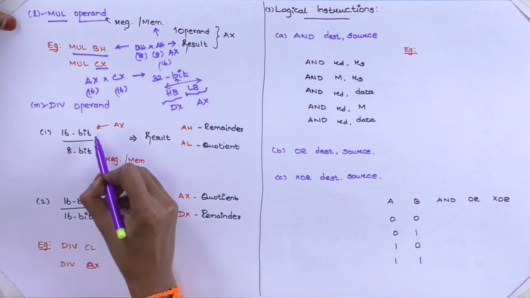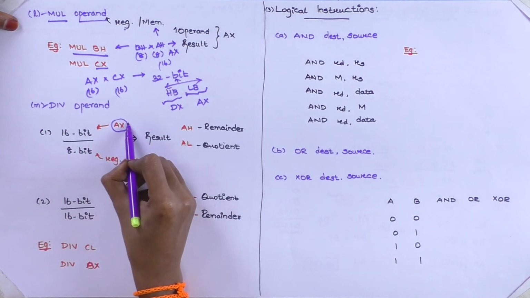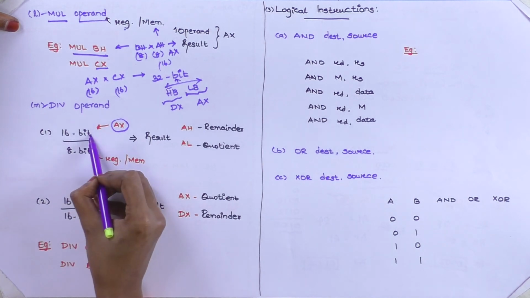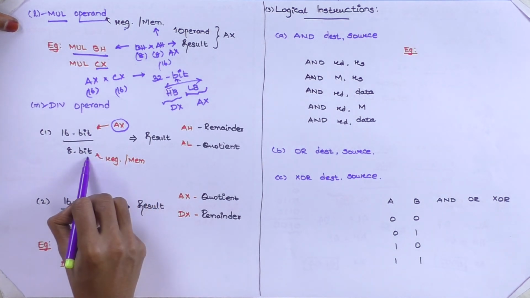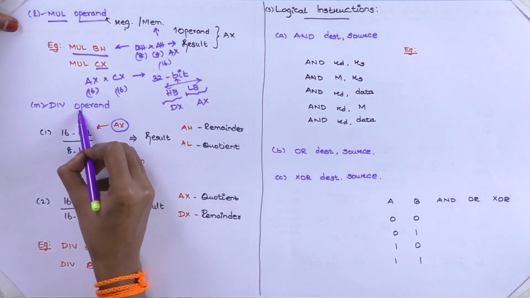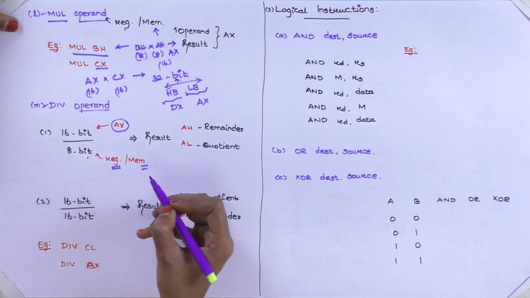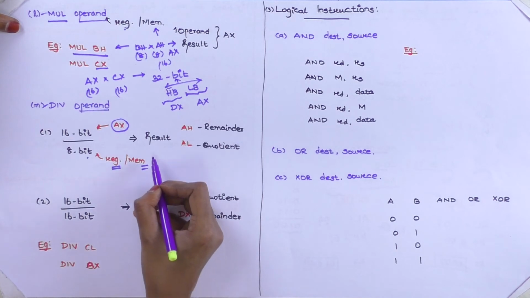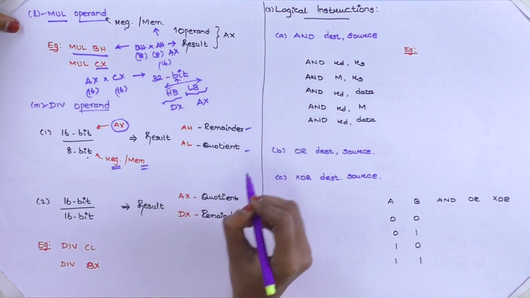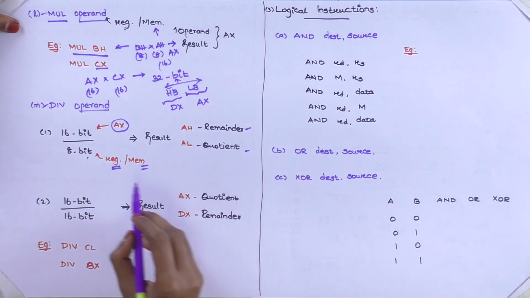For division also, one of the operands should be in the accumulator. Fine. If you divide a 16-bit by an 8-bit value, this 8-bit value is your operand here. So you can mention it using a register or a memory location. Okay, the result will be your remainder and quotient, right? So for multiplication, after multiplying you will get a result. For division, your result will be your quotient and remainder.